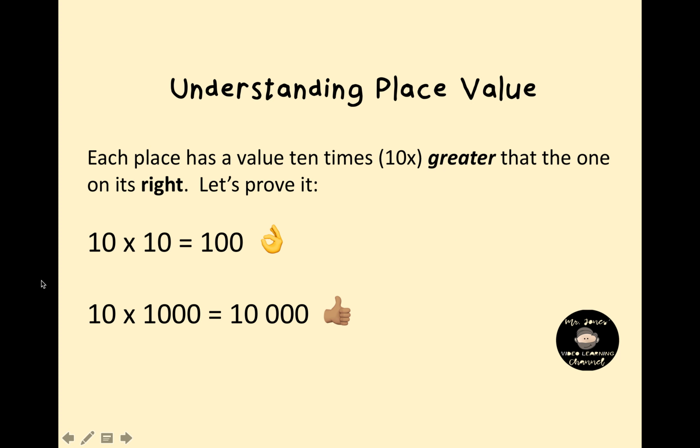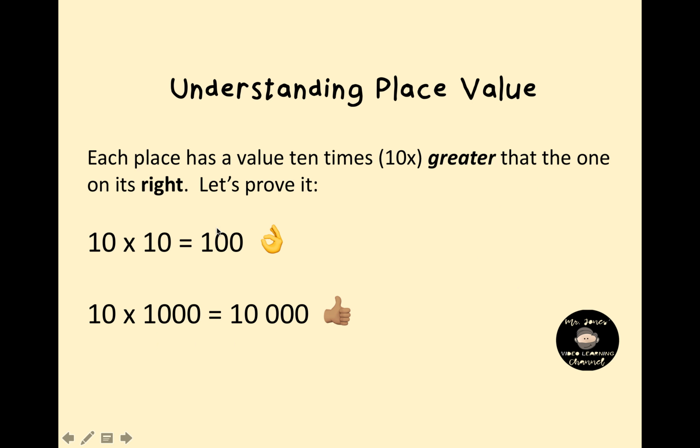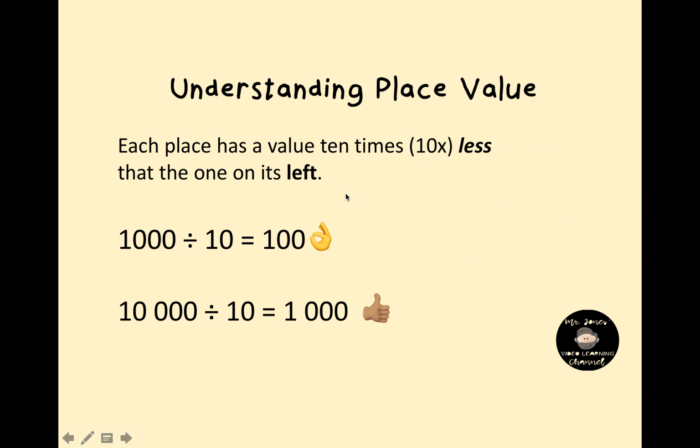So here's a little bit of math to prove that we're right. 10 times 10 is 100. And if we go back, we know 10 tens gives us 100. And then 10 times 1,000 is 10,000. And again, that one seems a little more obvious. So 10 thousands gives us 10,000. And the opposite is also true. 1,000 divided by 10 gives us 100, and 10,000 divided by 10 would be 1,000.